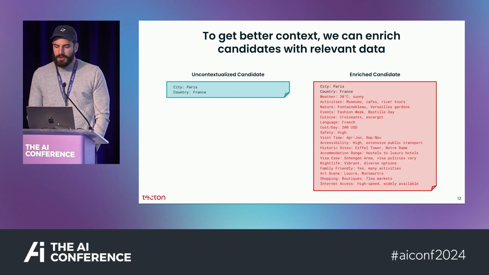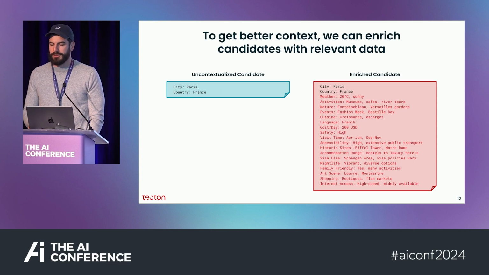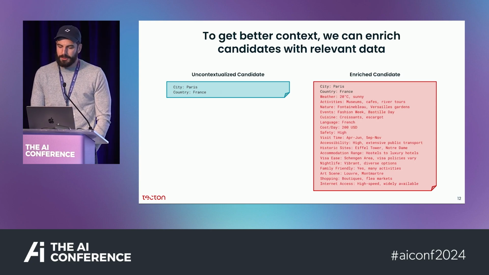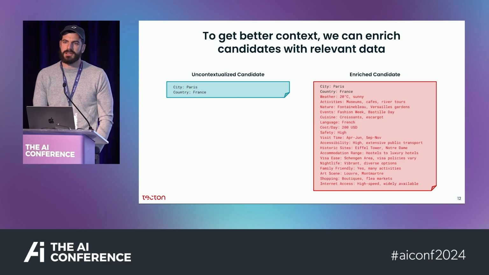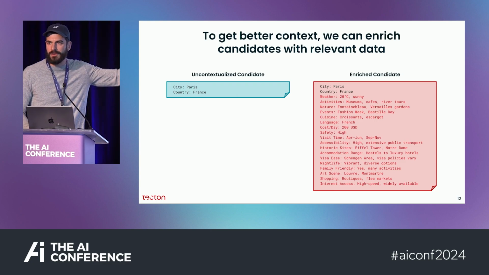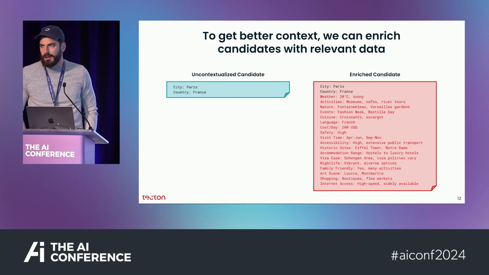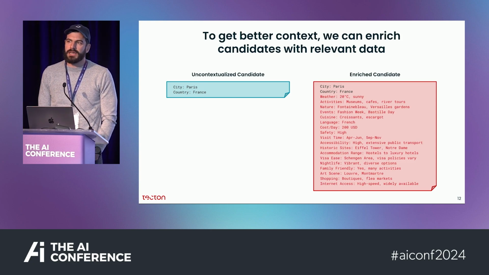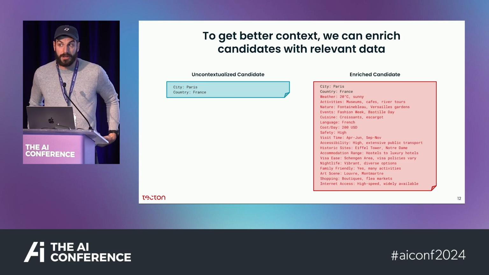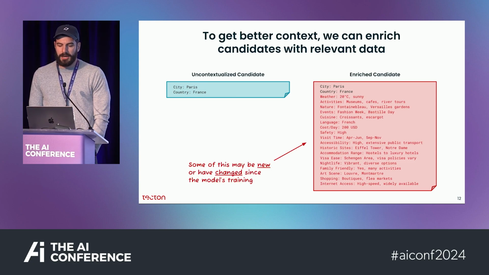So we want to know what activities are happening in this place, what kind of people go there, what's the budget, what's the weather, is it a safe place, what language do they speak, et cetera. You can think of infinite traits here, and it's not unlike the traditional notion of features in predictive ML. And a lot of this stuff may be new or have changed since the model was trained, so that's one of the reasons why fine-tuning may not be great for this.